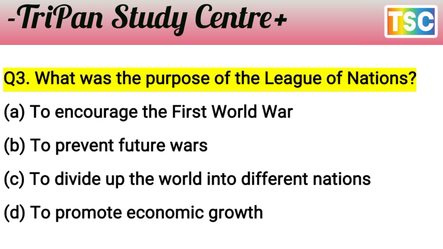The first option, to encourage the First World War, is impossible here. Option A is totally eliminated. And the last option, D, to promote economic growth, is already clear.